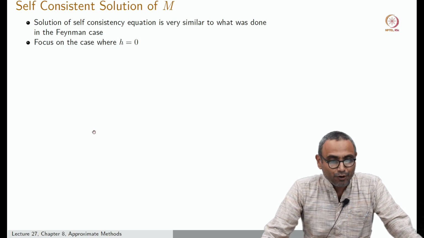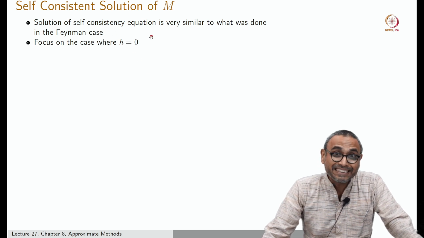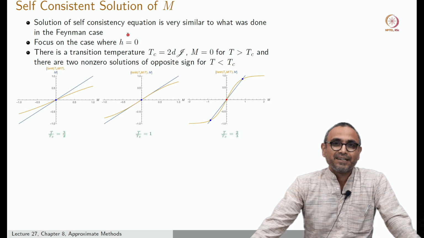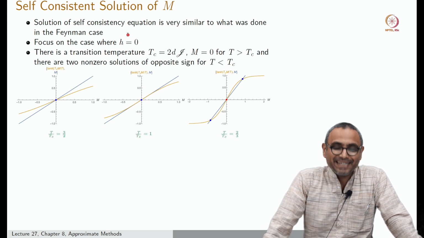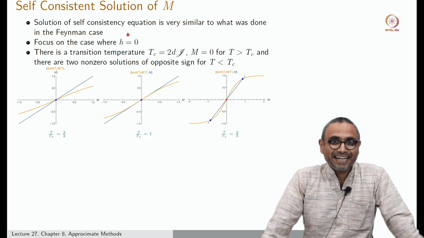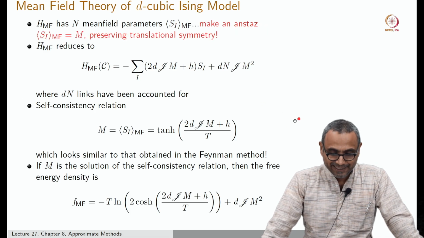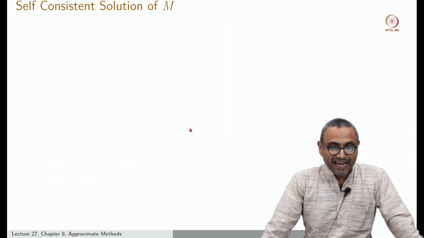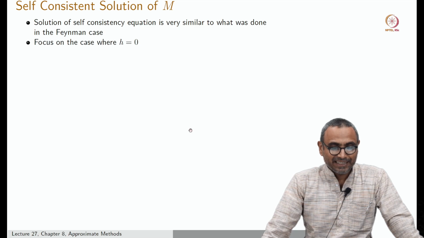Suppose I were to focus on the case where H is equal to 0, then you will see immediately that there is a natural energy scale in the problem. You can already see that here. There is 2dJ sitting here. That is a very natural energy scale in the problem. That energy scale will determine the Tc.